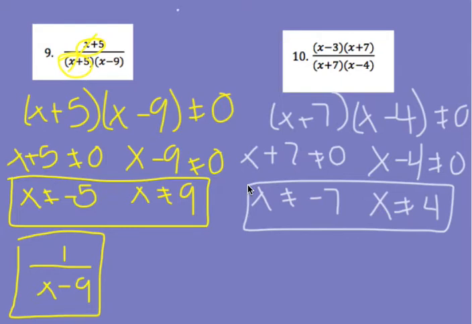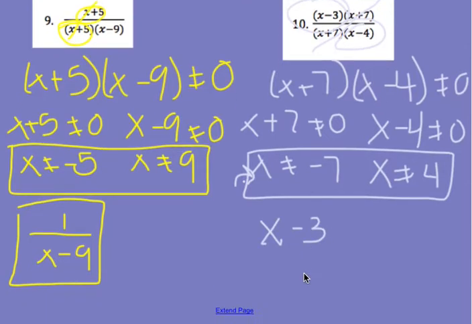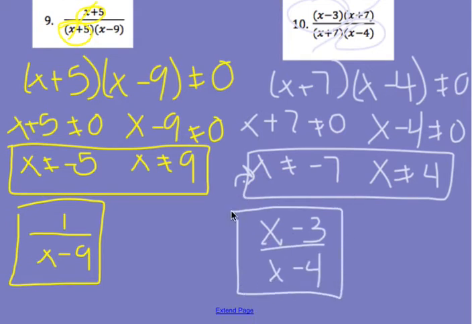Okay, now let's go ahead and take a look at simplifying now that we've got our excluded values. So I can cross off x plus 7 and x plus 7. And left, I have x minus 3 over x minus 4. Okay, so this here is your final answer. You cannot cancel out the x's because of those subtraction signs. So x minus 3 divided by x minus 4 is our final answer.